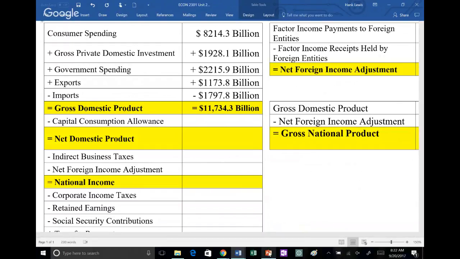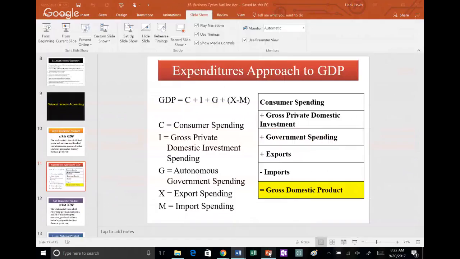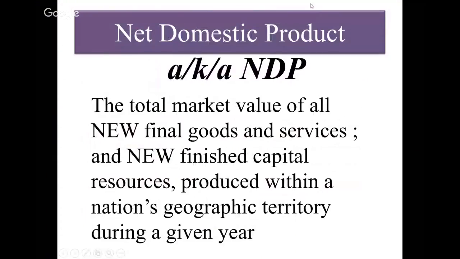Now, there's a debate among some economists about which measure is better, gross domestic or net domestic product, and some economists don't like gross domestic product as much as I do. They prefer to use net domestic product. And so the definition for net domestic product is the total market value of all of the brand new final goods and services and the brand new finished capital resources that are produced within a nation's borders during a given year. Geographic territory, I say here.